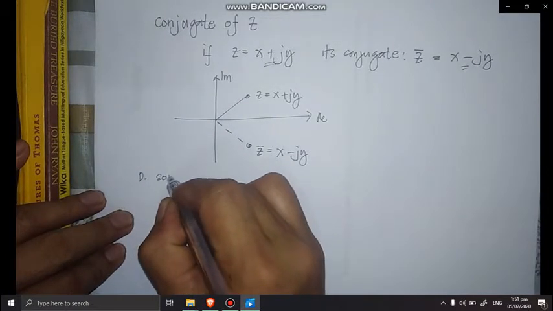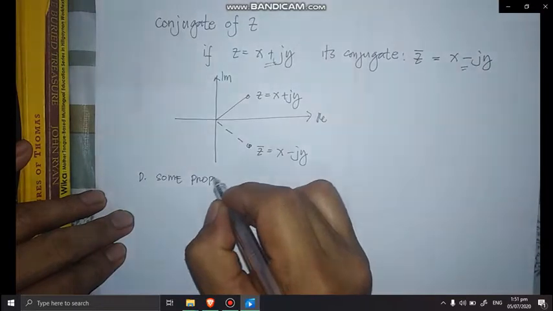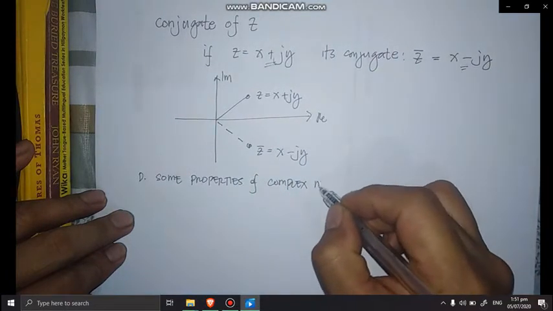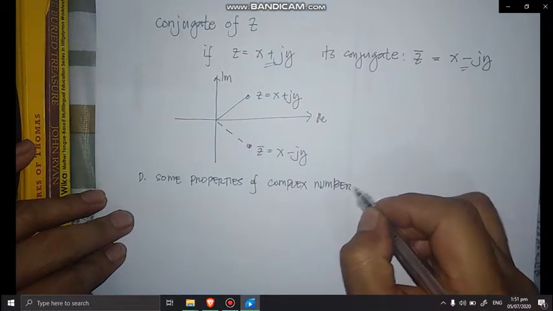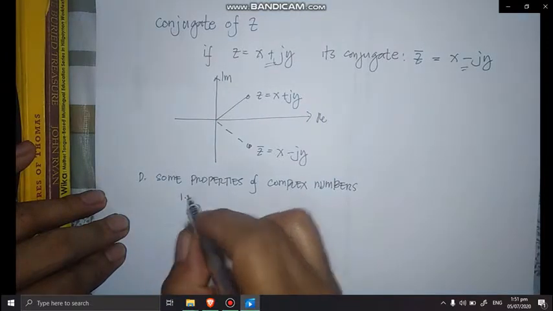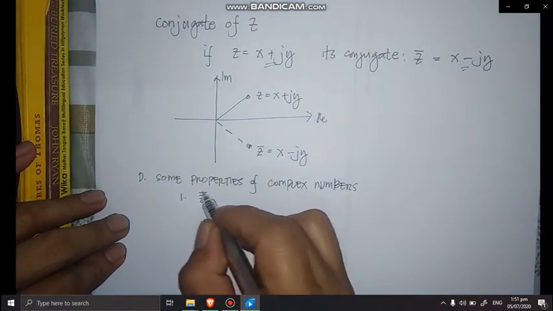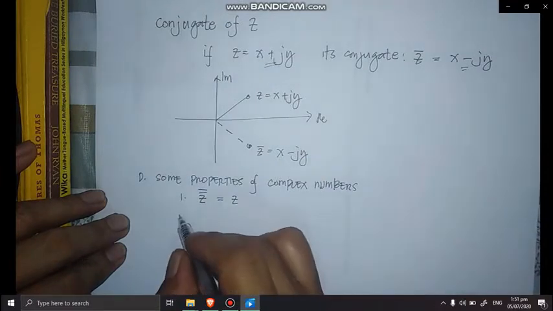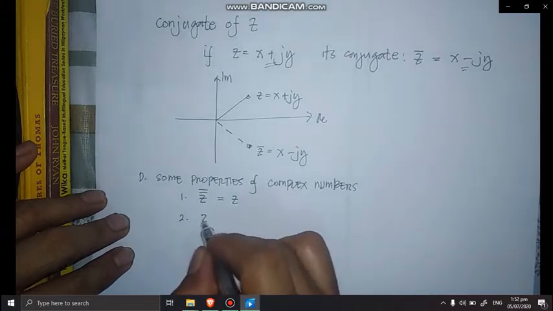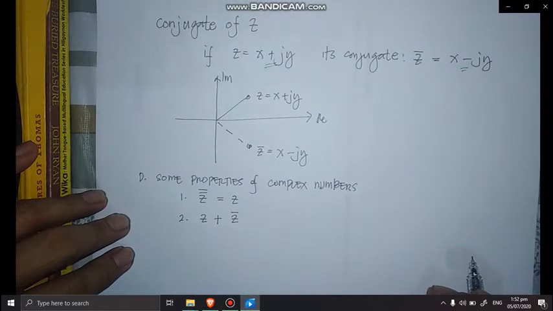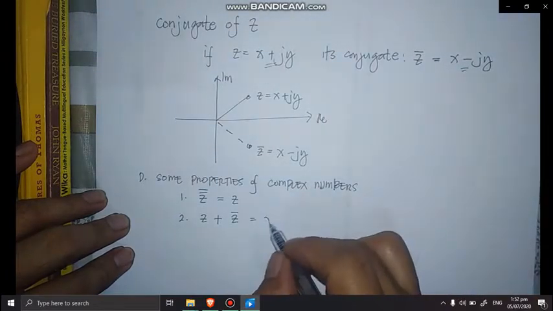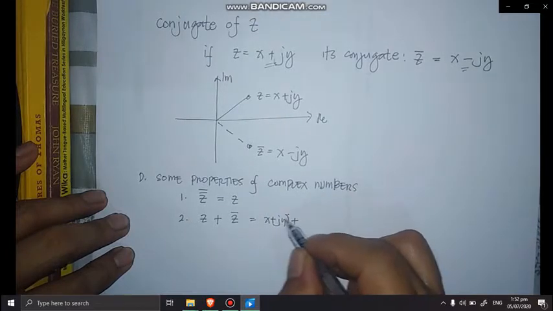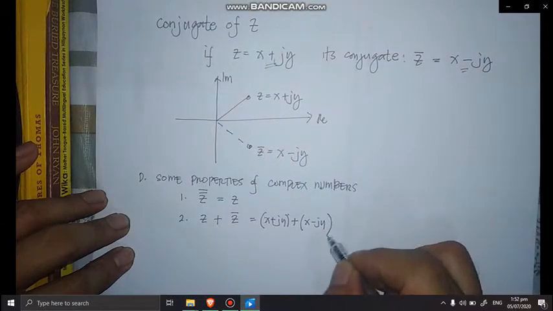Now, for our next topic, I will present some properties of the complex number. So these are the properties of complex number. First, if you double conjugate the complex number, the result is still your complex number. Now, if we add the complex number z to its conjugate, the result will be, take note, x plus jy, that is your value of z, and then x minus jy, that's the conjugate of z.